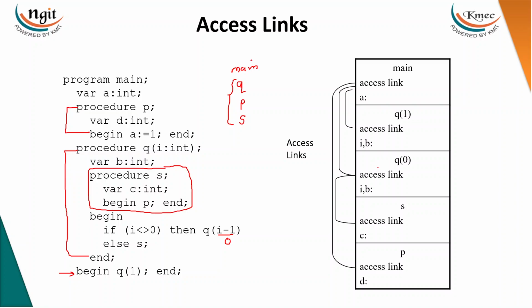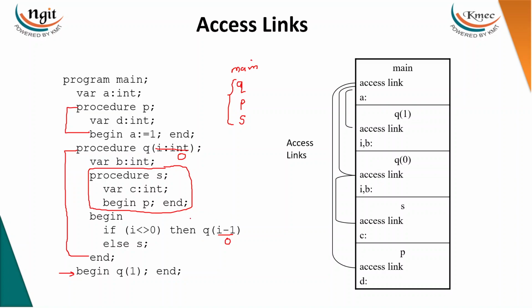Then again it will maintain the information about its parent and also its super parent. If the value is here, then well and good, otherwise it will go for the grandparent. So this is how it is going to maintain the access link. Then if I is 0, what are we calling? S. If we are calling Q with 0, then this condition is false, so we call S. S is called by Q0, not by Q1.